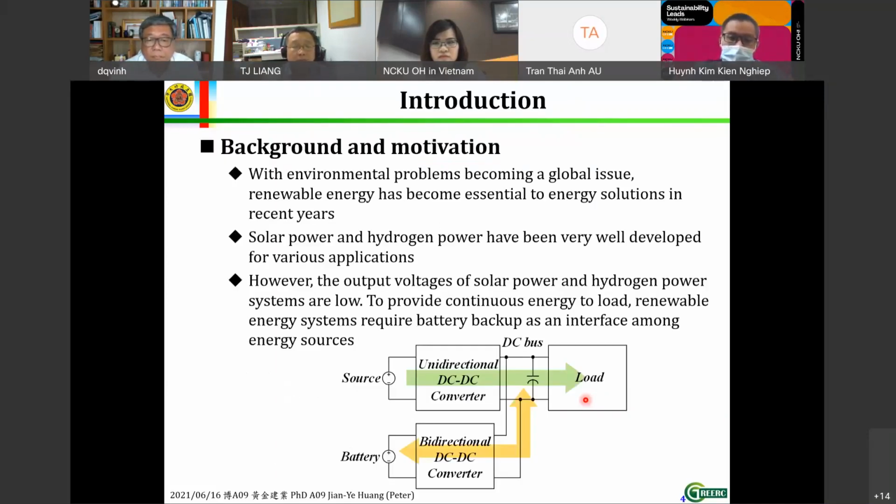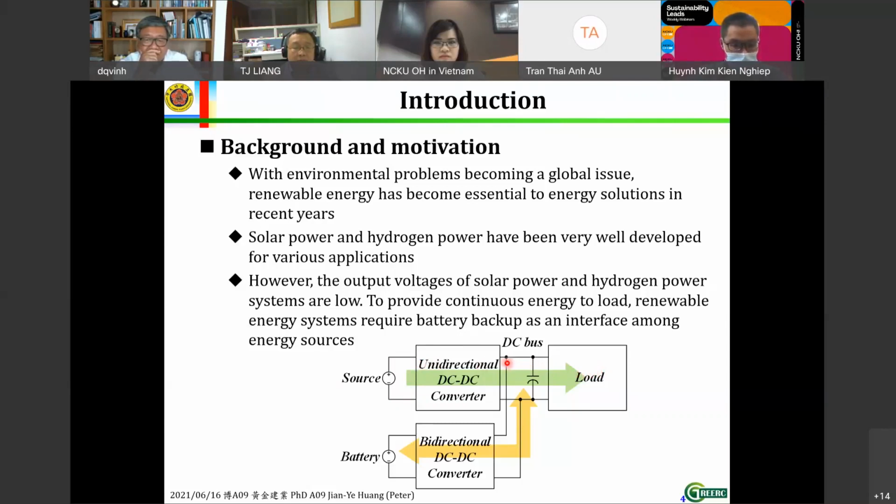First, I'm going to talk about the background and motivations. Because environmental problems have become global issues, renewable energies have become essential to energy solutions in recent years. Solar power and hydrogen power have been very well developed for various applications. We can see in this figure they are connected to a unidirectional DC to DC converter to transfer energy to the load.